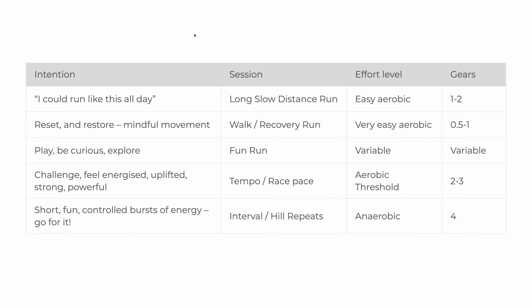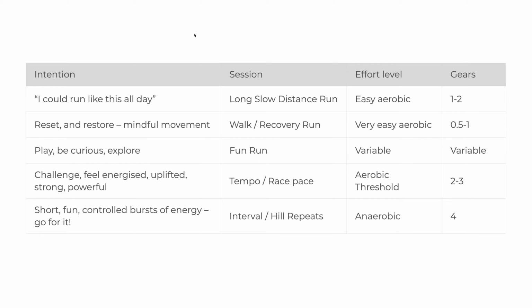I would say this is the basic structure of the basic sessions that you want to get into your program. If you look in the second column, you'll see the sessions: the long, slow distance run, walk, a recovery run, a fun run, a tempo run, race pace, intervals, and hill repeats. But what to me is more important is going out with the intention of what those runs are, rather than just thinking I have to go and do that training.